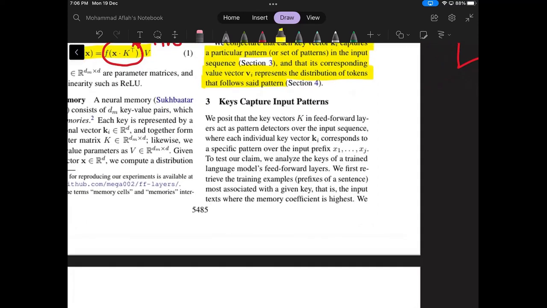Right. So keys capture input patterns, the third section. We posit that the key vectors k in a feed-forward layer act as pattern detectors over the input sequence, where each individual key corresponds to a specific pattern over the input prefix. So to test our claim, we analyze the keys of a trained language model's feed-forward layer. So we first retrieve the training examples, so the prefixes of a sentence most associated with a given key, that is the input text where the memory coefficient is highest. So this is the first step.